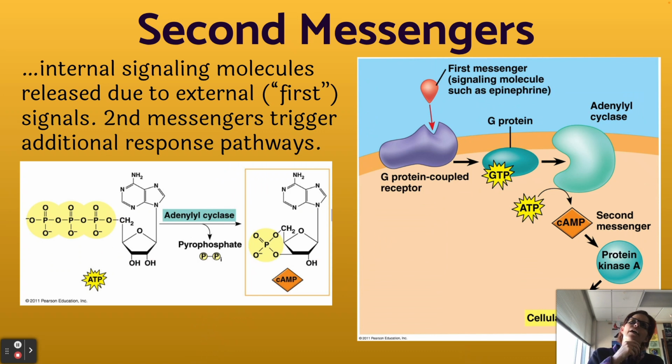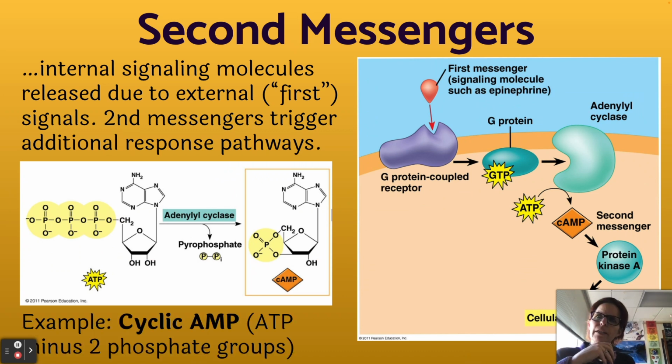Okay, and then second messenger, the one that we hear about the most is cyclic AMP. It's just something that's going to keep passing on the message. So here's the production of cyclic AMP. And really all you need to understand is that it's continuing to do the message to be passed on, that's the part that's called transduction when it's moving on.